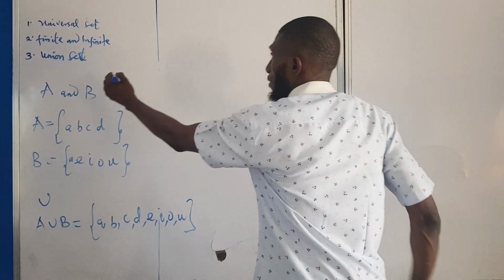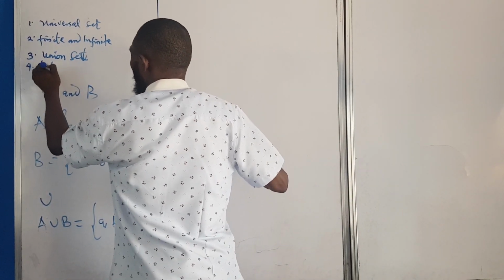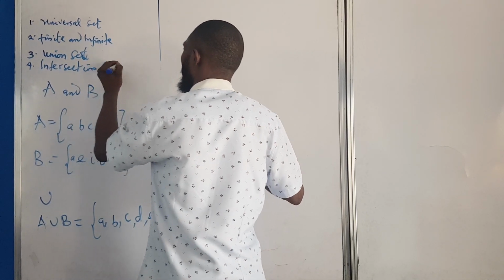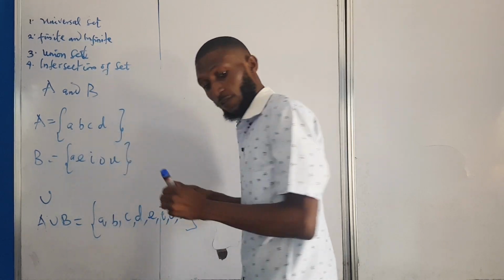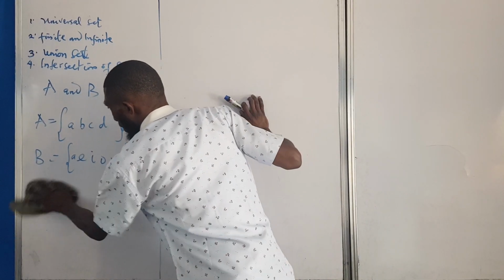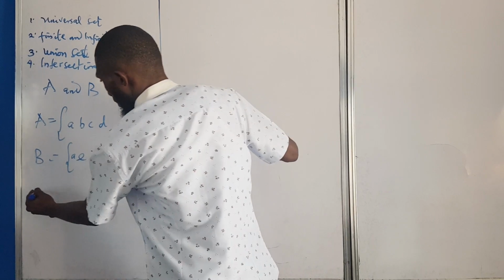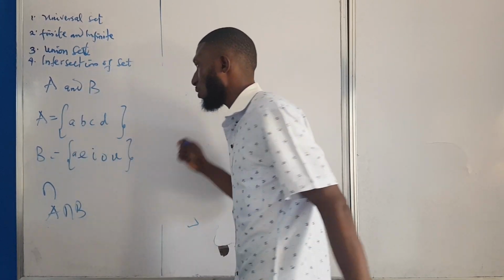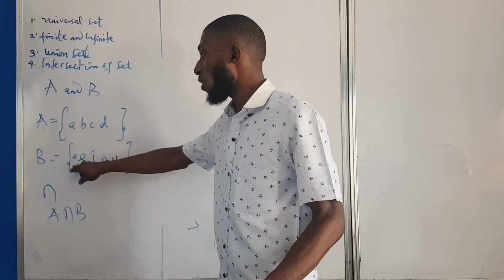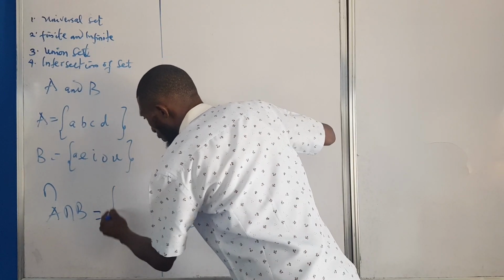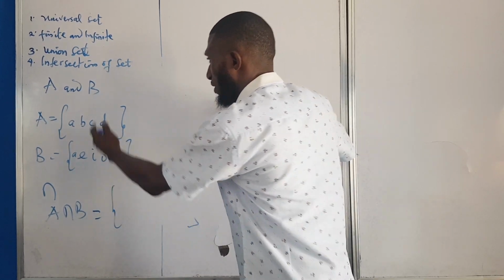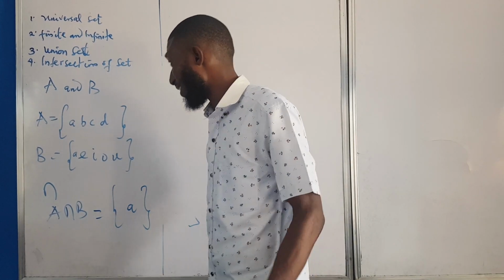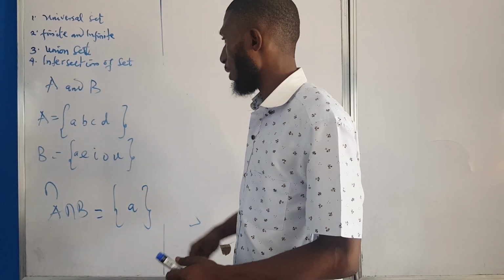Then we have intersection of sets. It is denoted by this, and the intersection of the two sets is the members that are common, which means you can find it in A and you can also find it in B. Then we call it the intersection, the one that is crossing. That is, A is here, A is here. Then we call this the intersection of sets A and B.